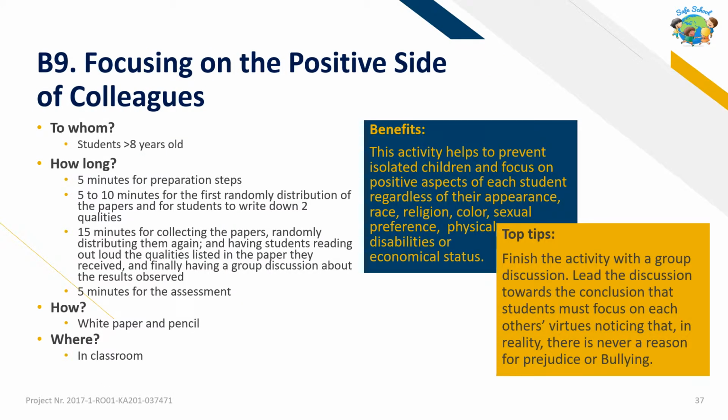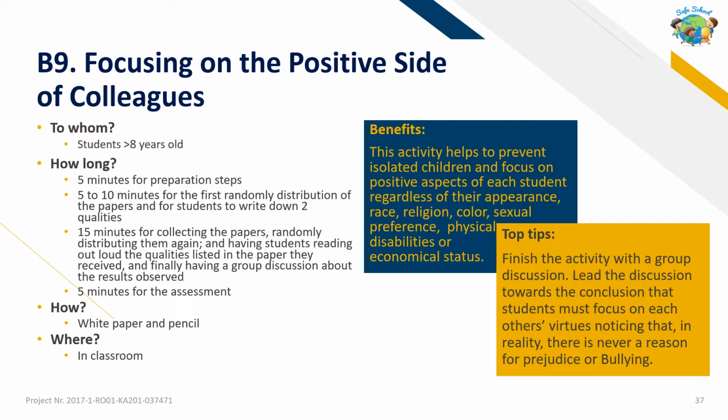Reflection activity number 9: focusing on the positive side of colleagues. Through this activity, the aim is to show students that when they focus on the positive side of their colleagues, they end up valuing their virtues and abilities, noticing that in reality there is never a reason to prejudice or bully someone. Having students reflect only on the positive characteristics of their colleagues, they will understand that everyone has a good side, refuting any motives that one might have for bullying.